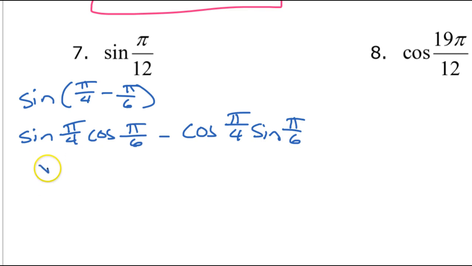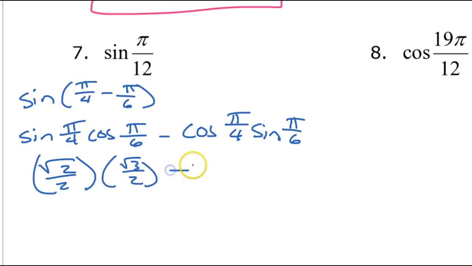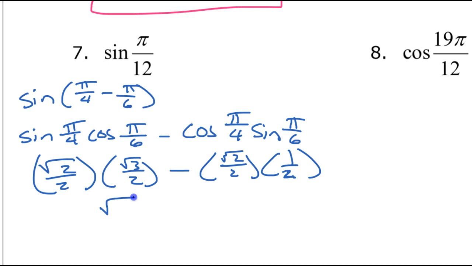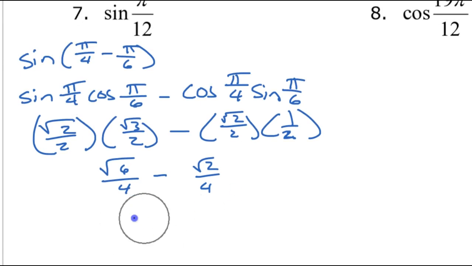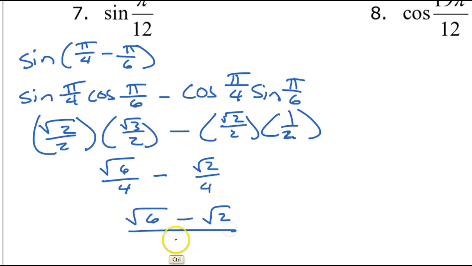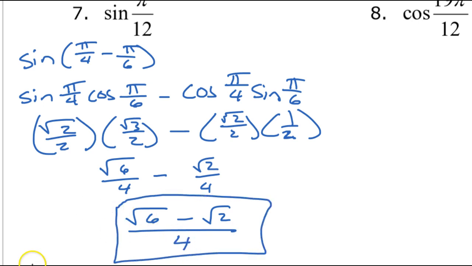The sine of pi over 4 is radical 2 over 2. The cosine of pi over 6 is radical 3 over 2. The cosine of pi over 4 is radical 2 over 2. And the sine of pi over 6 is 1/2. So that's going to give us radical 6 over 4 minus radical 2 over 4. So that's already like denominator, so that'll be radical 6 minus radical 2 all over 4. Kabam.